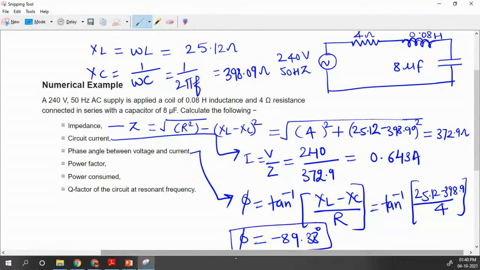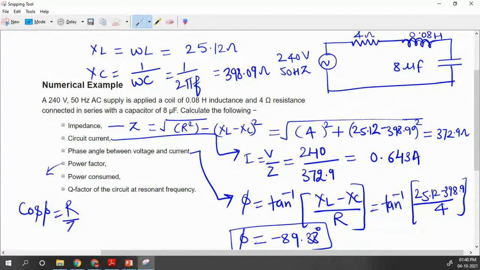So is the phase angle leading or lagging? Quickly. It's negative. That means your voltage is lagging and current is leading. Next thing is power factor. So how can you calculate power factor? Power factor is calculated by cos of phi.